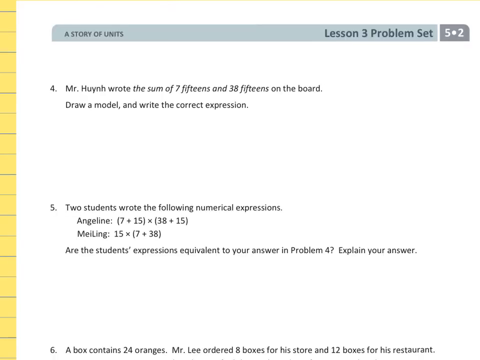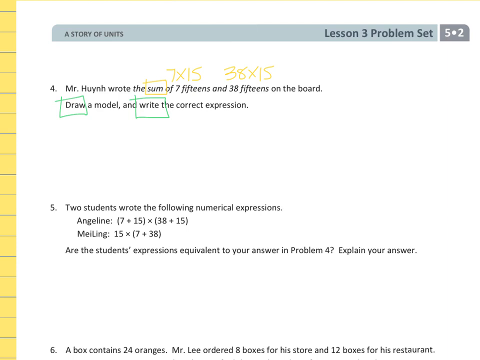So number 4, we're going to say Mr. H wrote the sum, that's the addition, of 7 15s, that's like saying 7 times 15, and 38 15s. 38 15s also means 38 times 15 on the board. They want us to draw a model and write the correct expression. So we're going to draw a model and we're going to write the actual problem out. We're not going to be solving.